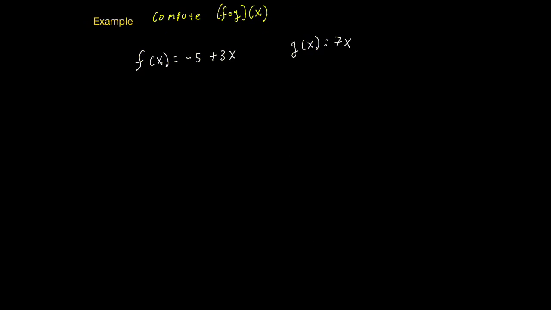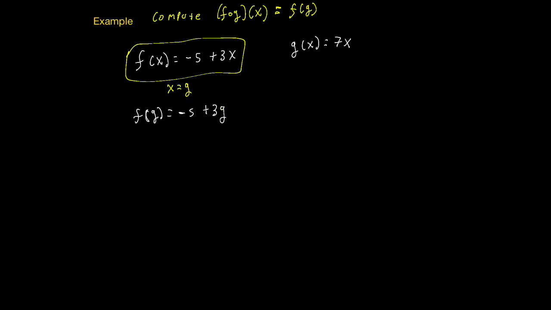So let's do one last problem. We have to compute f round g, which translates to doing f of g. So we have to look at the function f and evaluate it at the value of g. So everywhere we see an x, we now replace it by a g. And now we're in great shape to apply our substitution. g is going to become 7x. So we're going to write f of g equals negative 5 plus 3 times 7x.